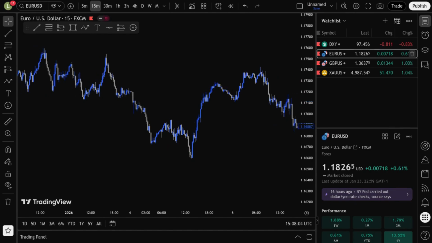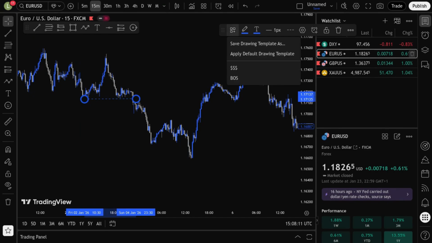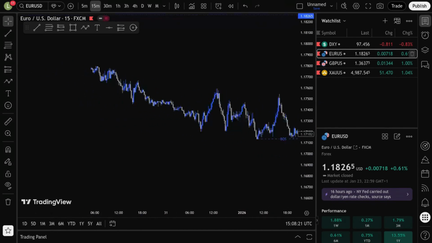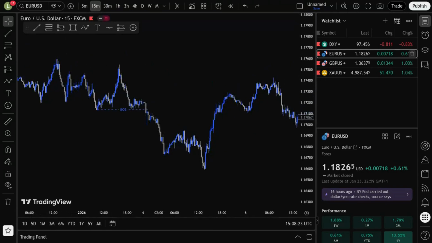So now what you need to do is mark out the break of structure. In this case, the overall market structure was bearish. Price was just going towards the downside, selling, forming lower highs and lower lows. So after finishing looking at the overall market structure, the next thing you want to do is mark out a break of structure.